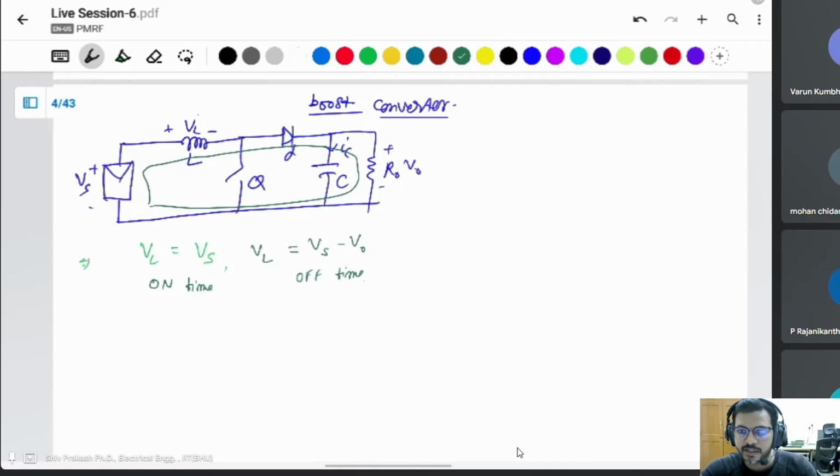If one is lesser, suppose charging is more than discharging, then the inductor will be saturated. It can't work. It will be a short circuit. Same thing, if discharging flux is more than charging, then the inductor current will be 0. Flux will be 0. Then it should also verify the charge balance. Flux balance is for the inductor, and charge balance is for the capacitor.